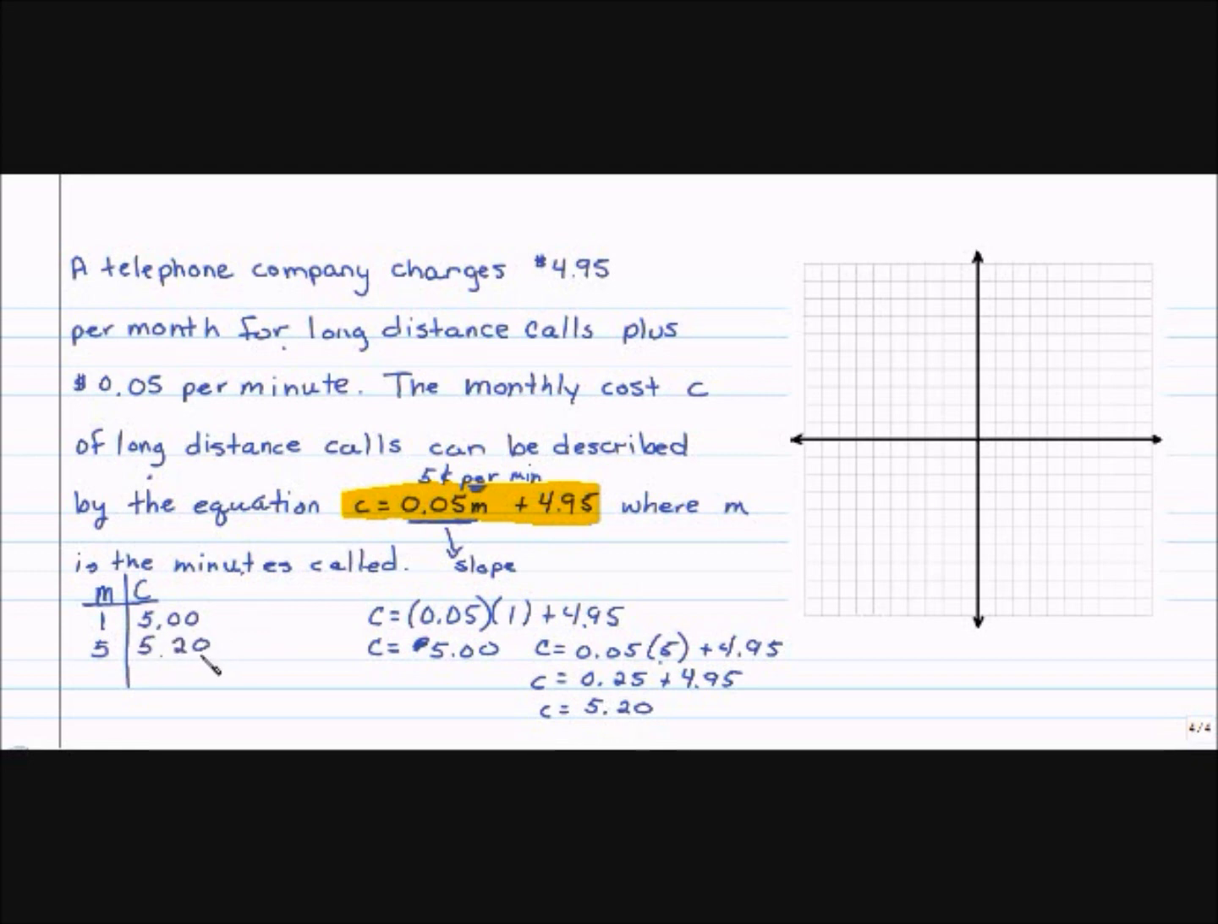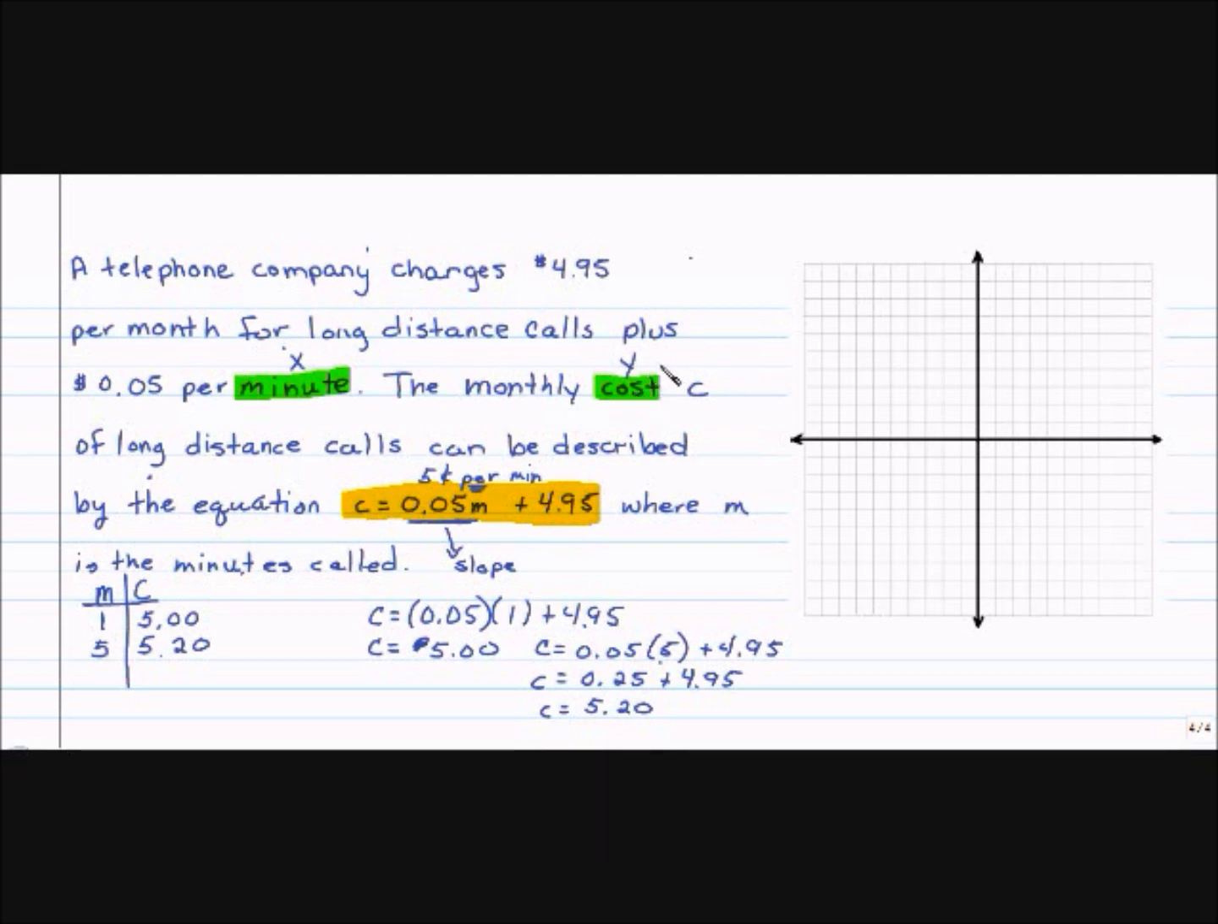Okay, now I'm going to go ahead and graph these two. How do I graph? Well, let's take a look at what we're graphing. What are we looking for? We have minutes, and we have C as our total cost. Notice this is my X value, and this is my Y value.